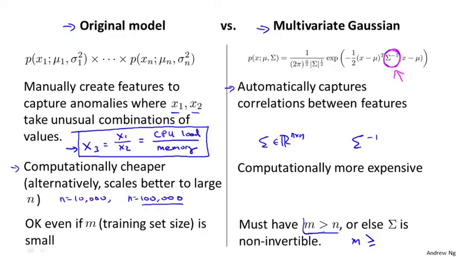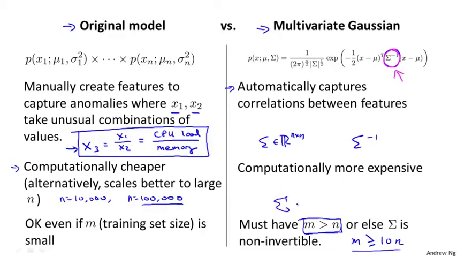So this is sort of the narrow mathematical requirement, but in practice I would use the multivariate Gaussian model only if m were quite a bit bigger than n. So if m were greater than or equal to 10 times n, let's say, might be a reasonable rule of thumb. And if it doesn't satisfy this, then the multivariate Gaussian model has a lot of parameters, right?